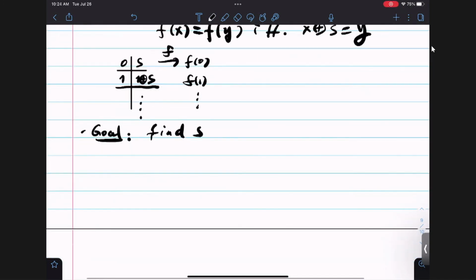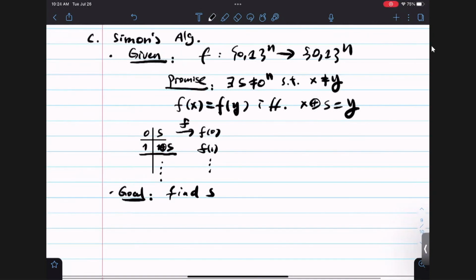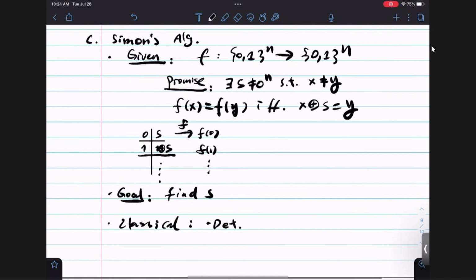Okay, now let's talk about how to solve this by a classical algorithm. Just very quick, to get some idea. If it's a deterministic algorithm, then as before, in the worst case, we have to query one more than half of the input domain. So it's 2 to the n-1 plus 1.